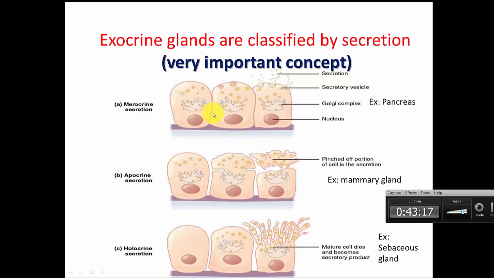The last one here is going to be the merocrine secretion, and most of our glands secrete this way, which is basically you make secretions and you release these secretions by exocytosis. One example is the pancreas, and this is how the pancreas secretes its enzymes. Please make sure that you understand this concept, otherwise ask me all questions in the classroom.